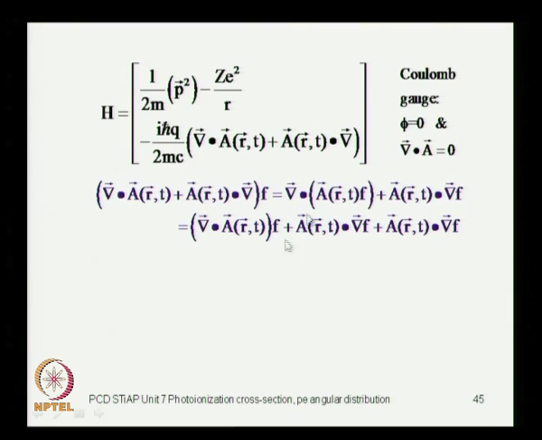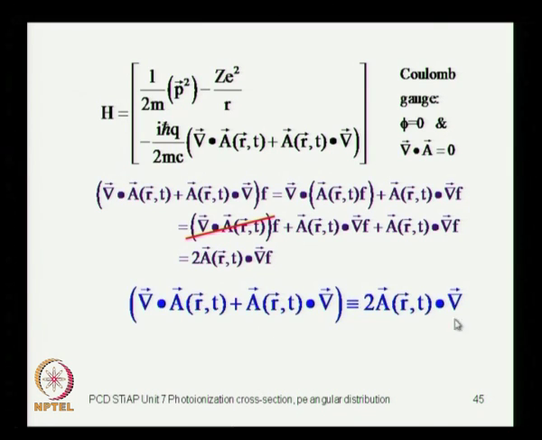So this term would vanish, but the remaining two terms would add up. This is exact: in the Coulomb gauge these two terms add up to twice A dot del, and that is the equivalent operator that you can put in your interaction Hamiltonian, which is the perturbation Hamiltonian. So this is now your perturbation Hamiltonian, and we will make use of perturbation theory. The perturbation is time dependent, so we will make use of time dependent perturbation theory, and you will expect to meet Fermi's golden rule in this context.